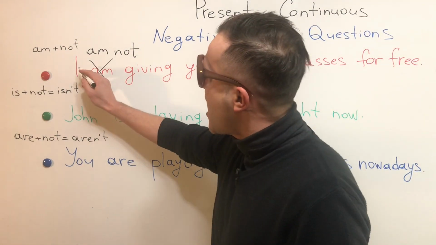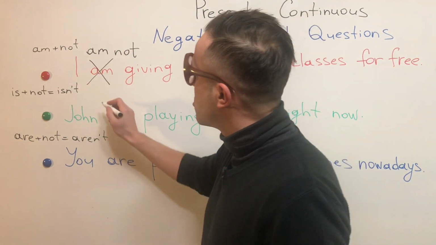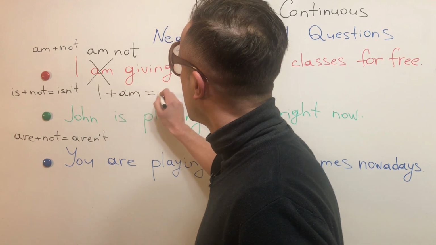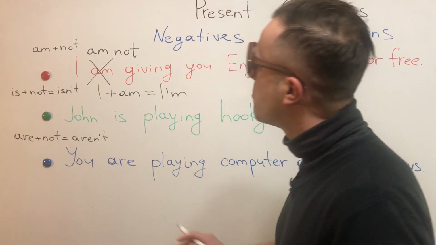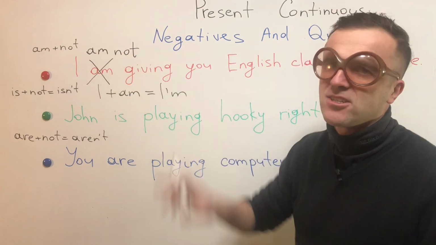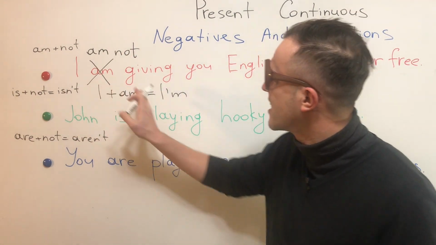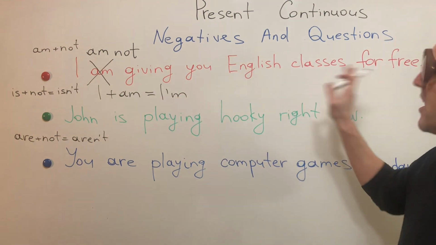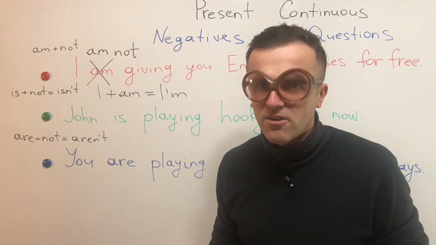So I and am, we can contract: I plus am is I'm, alright? But you cannot contract am and not, alright? So we can say, I am not giving you English classes for free, alright?